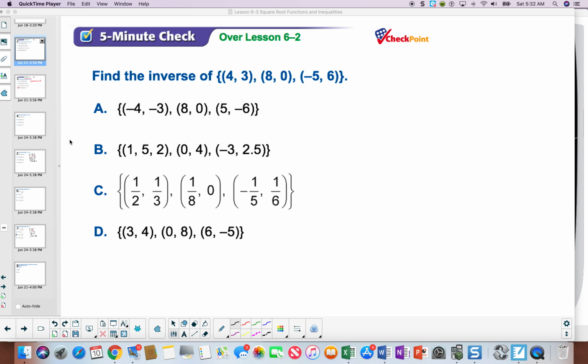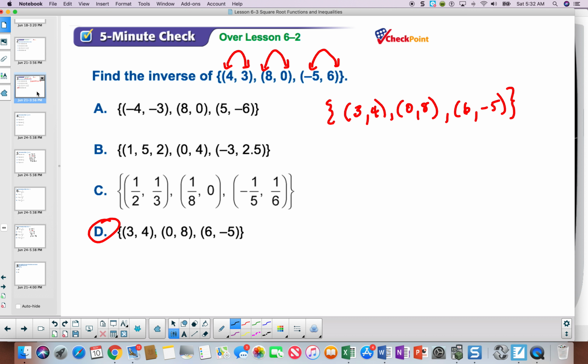Warm up for lesson 6-3. Pause, and here's the answer.